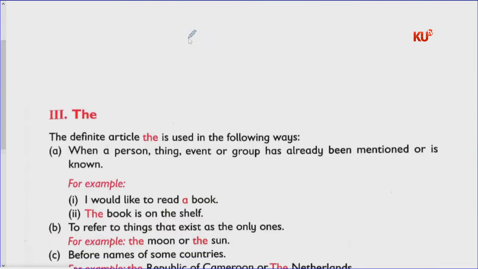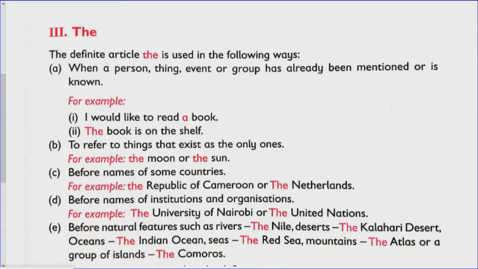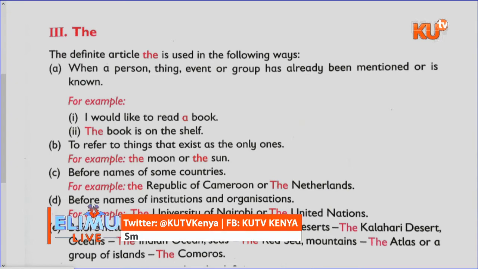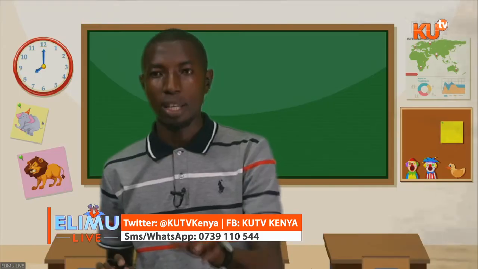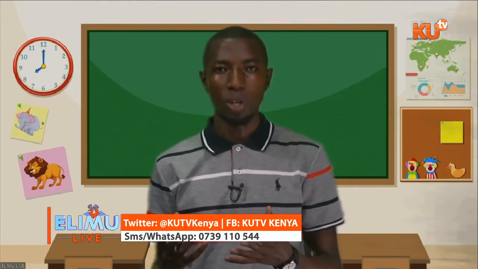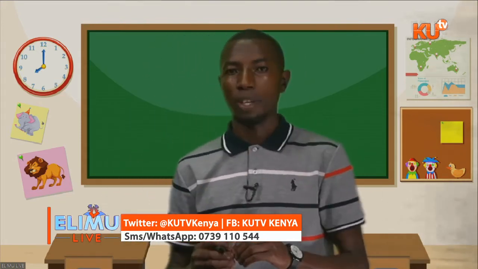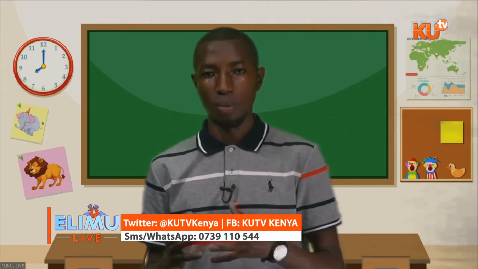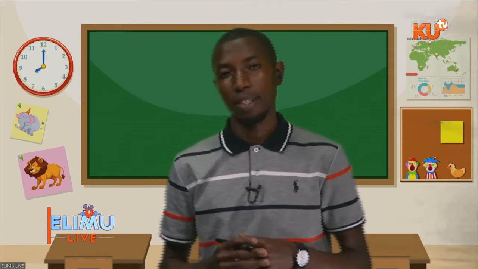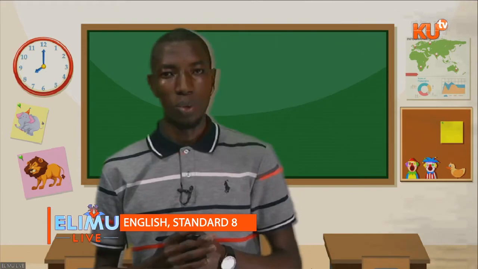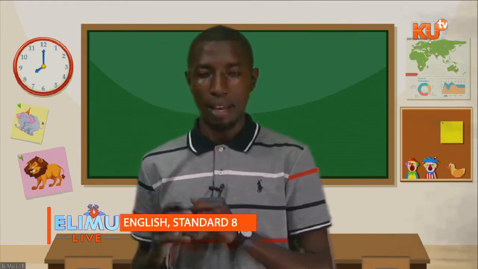Now, moving next to the definite article "the." How is it used? The definite article "the" is definite because when you are talking about "the," you are referring to something that you have mentioned before, or you are referring to something that is specific or that you know, and many other explanations that I'm going to give you. So how do we use the determiner "the"?